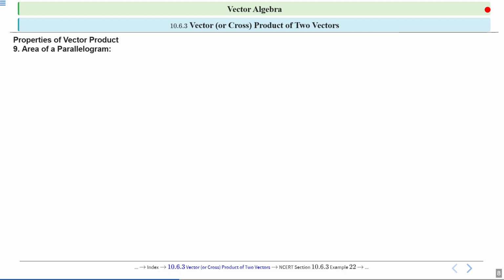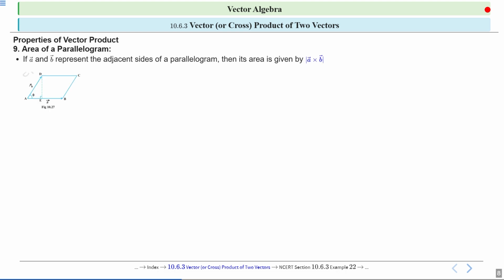Now, let's focus on property number 9, the area of a parallelogram. This property uses the vector product to calculate the area of the parallelogram formed by two vectors representing its sides. If vector A and vector B represent the adjacent sides of a parallelogram, then its area is given by the magnitude of A vector cross B vector. You can see it in the figure.